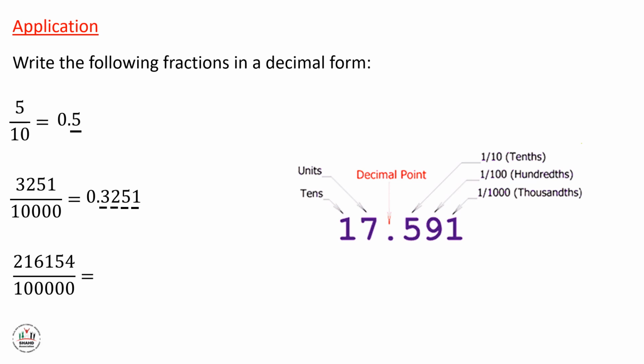216,154 over 100,000. So we have 5 zeros in the denominator. Again, we can draw 5 dashes, and we start writing the numerator from right to left. And to the left of these 5 dashes, we need to write our decimal point. So we write 451. I said we start writing from right to left. So we write 0.45161.2.